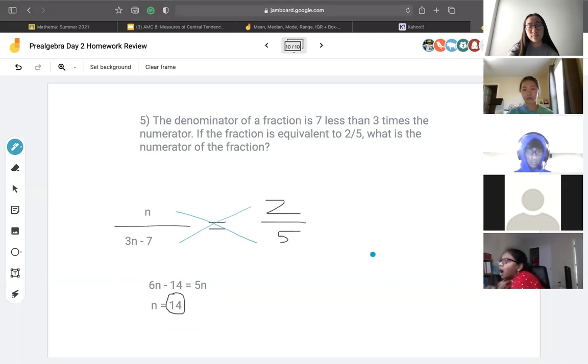Usually cross multiplication is something that when you look at it, you'll be able to see that, okay, I have to do cross multiplication here. Like for example, right here, when you have n over 3n minus 7 is equal to 2/5, you're going to have a lot of these kinds of problems. And so here I'd always just tell you to use cross multiplication.